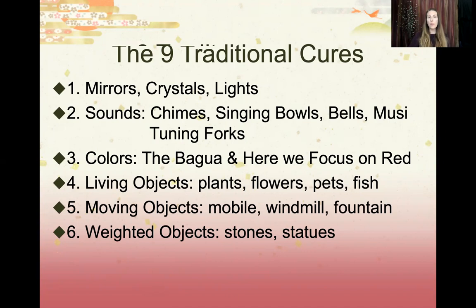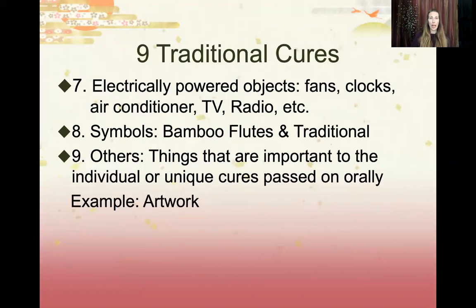And where they may be located and the role that they're going to play as we're trying to get chi to maybe slow down. Electrically powered objects such as fans and clocks, an air conditioner, TVs, radios, anything that's plugged in is giving off an electromagnetic field. It is going to change the way that energy is moving.